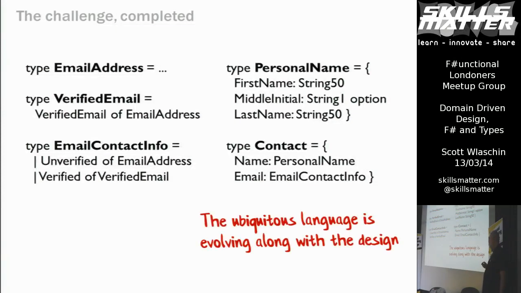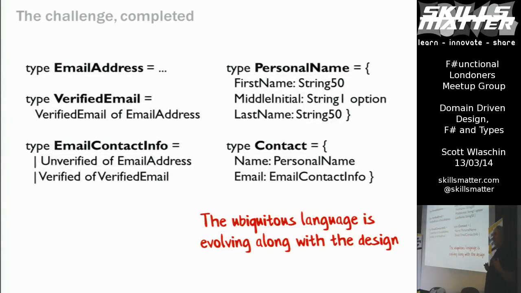But what's really cool is we're actually building a ubiquitous language. It's not just creating types for the sake of it. As we do this, we're actually discovering things about the domain. We're saying, oh, look, we have such a concept. We have a concept called a verified email, right? We have a concept called a personal name. So these types actually represent real things that the business cares about.